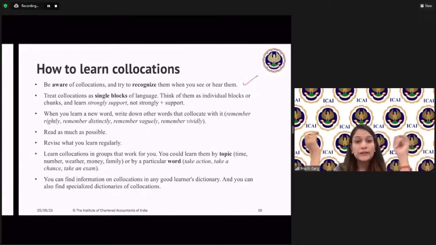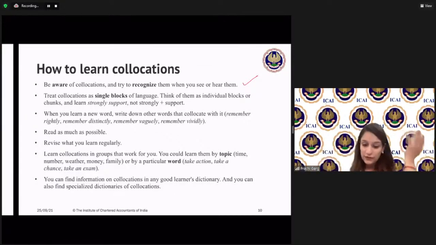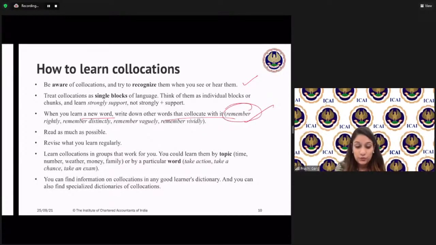When you learn a new word, write down other words that collocate with it. Remember rightly, remember distinctly, remember vaguely, remember vividly. So whenever you learn a new word, you try to make collocations out of it and see how many collocations you can derive from it. Like in this case with remember, you can use rightly, distinctly, vaguely, vividly.